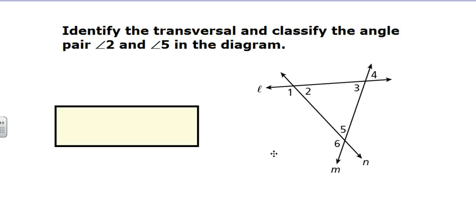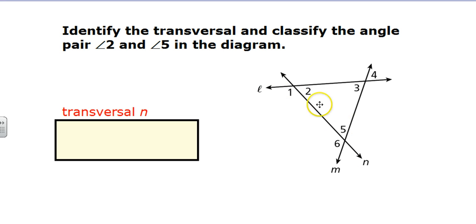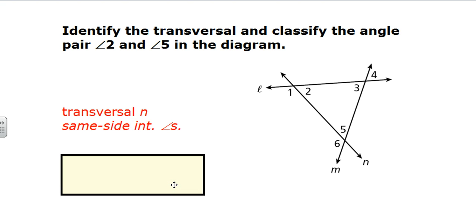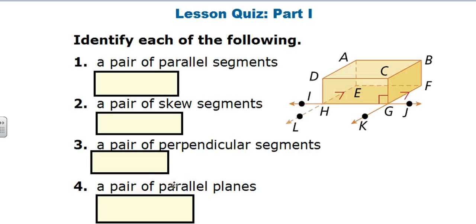Good. How about here? Identify the transversal and classify the angle pair, angle 2 and angle 5. Just the same sort of question, but with words. 2 and 5. Transversal, what's kind of connecting them? Oh, look here, line N, right? So transversal N. And 2 and 5 would be, can you say it the most common way? Same side interior. Or we could say consecutive interior angles. Very good. Okay, pause, come back and check your answer for the lesson quiz part 1.